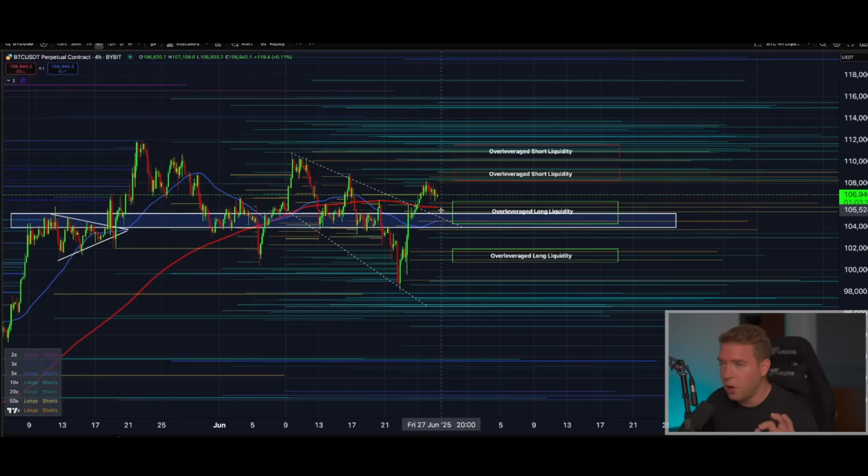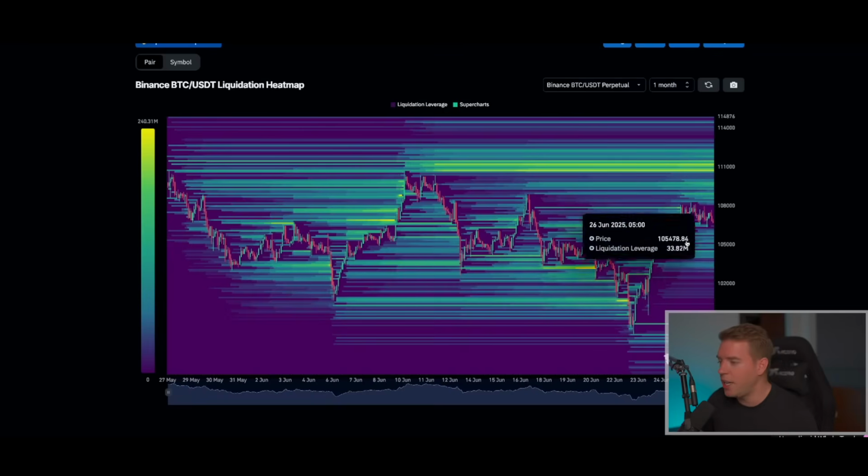So there is the small potential that we are getting a small flush and then go up and liquidate all the over-leveraged short liquidity that is stacked above us. On the liquidation heat map, we can more or less see the same thing. We see some liquidity around $105,000, but as you can clearly see, this is not as concentrated as the liquidity all the way up here at $110,000.